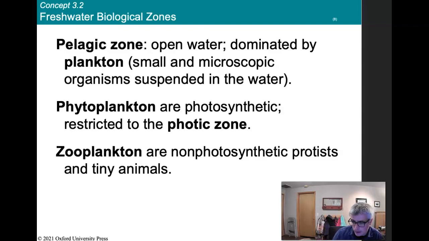Many of them actually undergo diel vertical migration. Diel vertical migration means coming up to the surface of the ocean or lake at night and back down during the day. Fat, tasty zooplankton are preyed upon by visual predators, so they'll come up to the surface, feed at night, and then go back down to the depths during the day to avoid predation. It's actually the largest migration on the Earth.